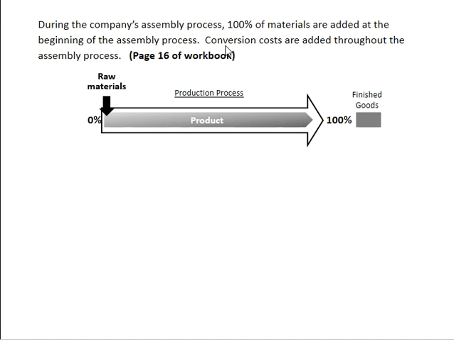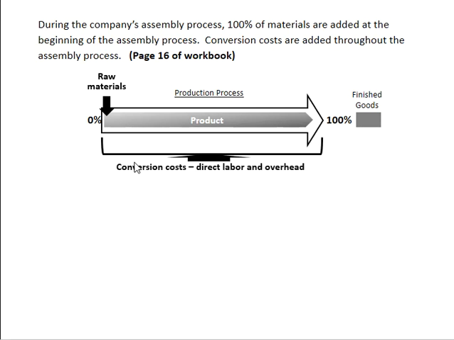Now it says conversion costs are added throughout the assembly process. So we can depict that by showing that throughout the entire assembly process, conversion costs, which include direct labor and overhead, are added to the product until it becomes 100% complete. Again, in contrast, 100% of materials are added at the beginning of the process, and nothing else is added in terms of raw materials throughout the entire production process.